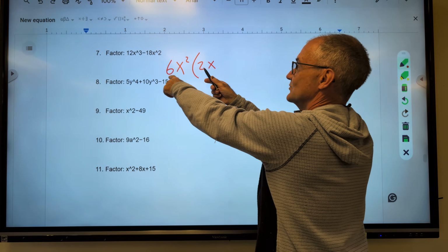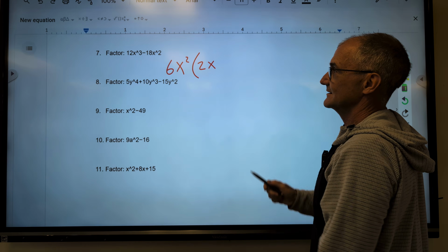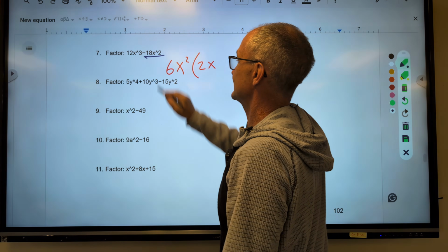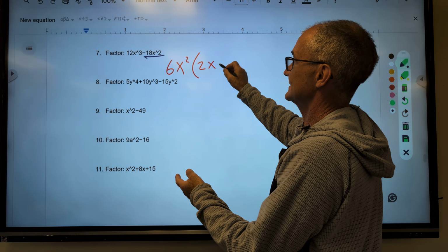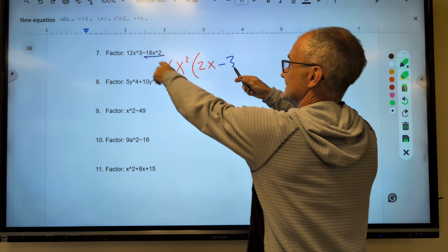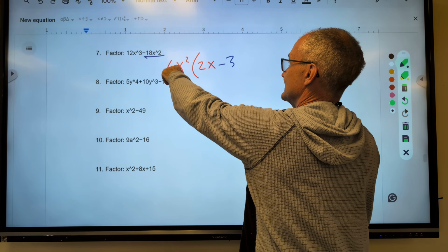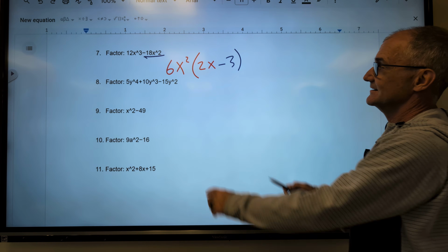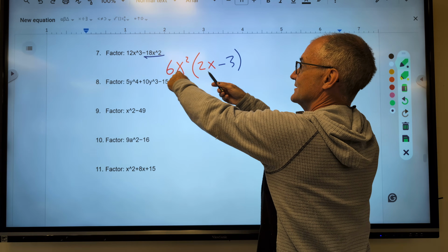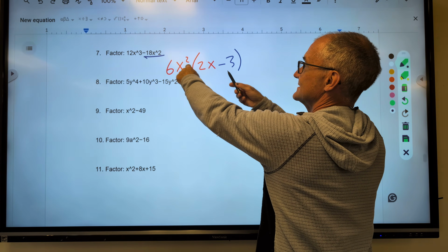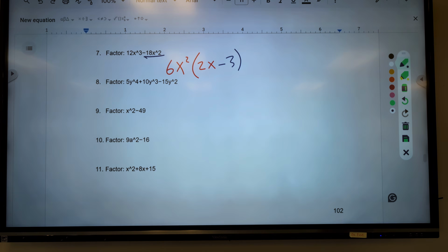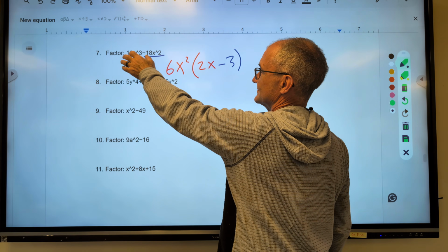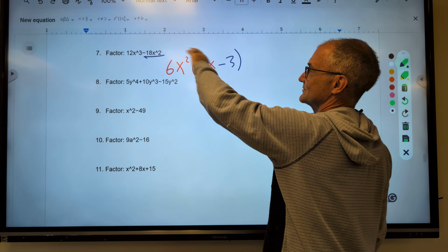Let me double check that. 12x to the third. In the 18 part of things here, I pull a negative 6x out of there. That leaves me with a negative 3. That's going to give me the negative 18. x squared, well, I pulled that out, so that's it. Again, the double check here is distribution: 12x to the third minus 18x squared. That's where I started. Right, we're going forwards with factoring and backwards with distribution.